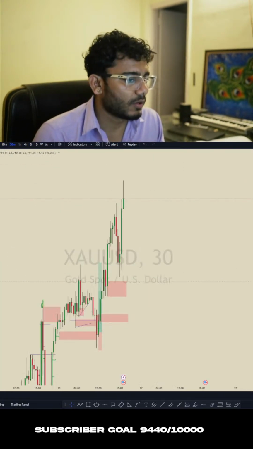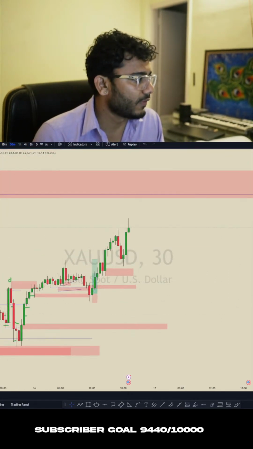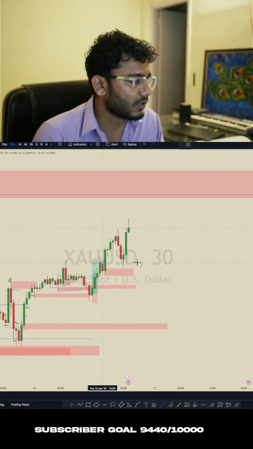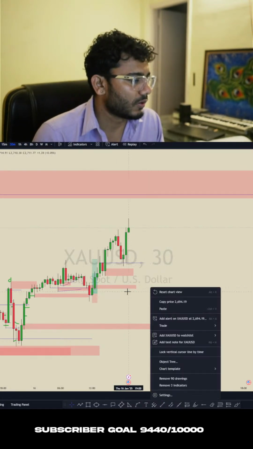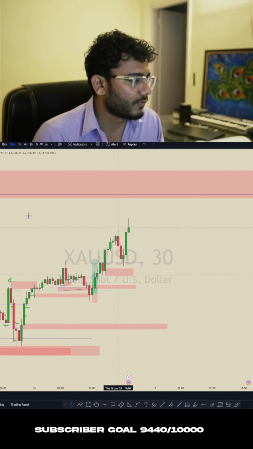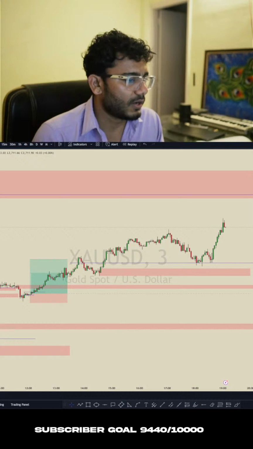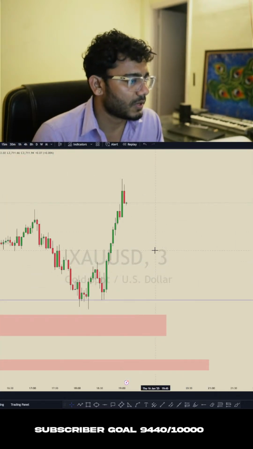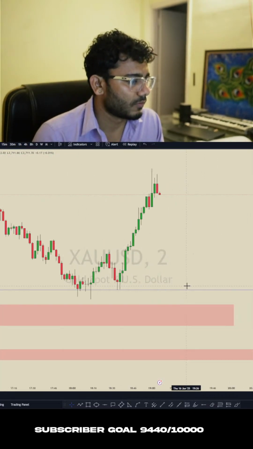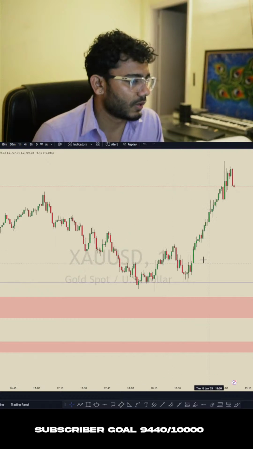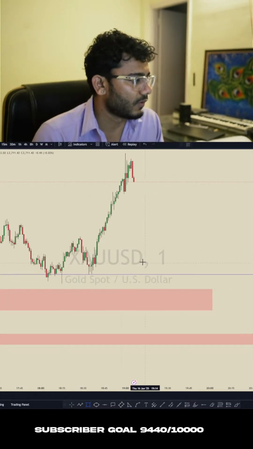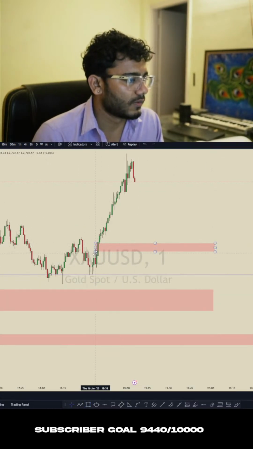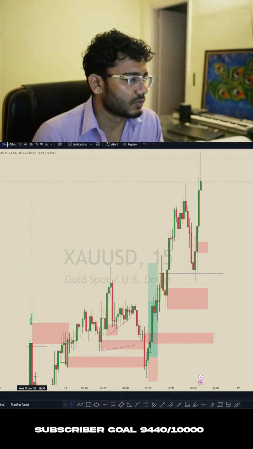So right now, price is going to the upside. On gold, we can see price has tapped the 30 minute order block over here. I was waiting for price to tap this area, but price has tapped the higher time frame and then started to go up. So right now, I'm looking for a buy from the next demand zone which price will create. I think this is the imbalance we have here. Price can tap this imbalance and then continue the upside. That's what I'm looking for.